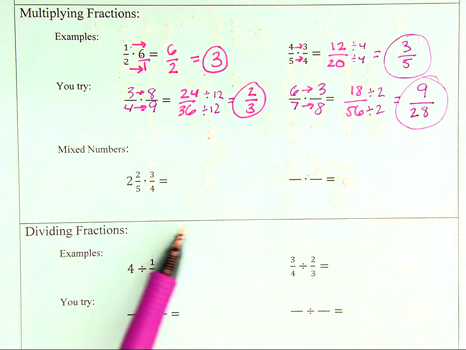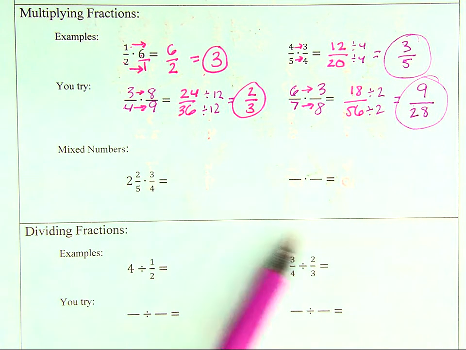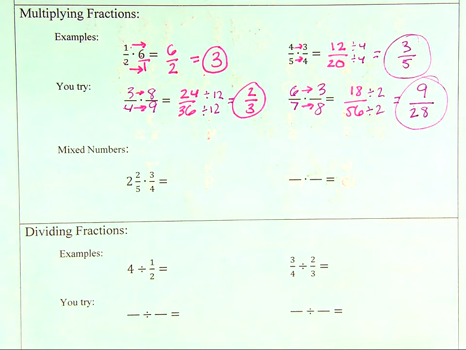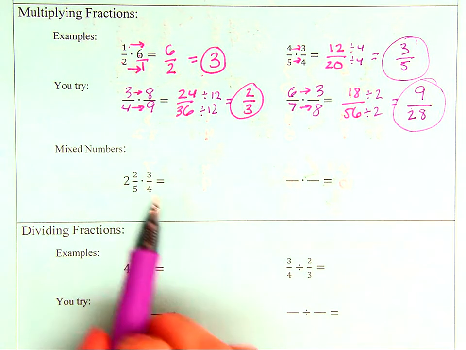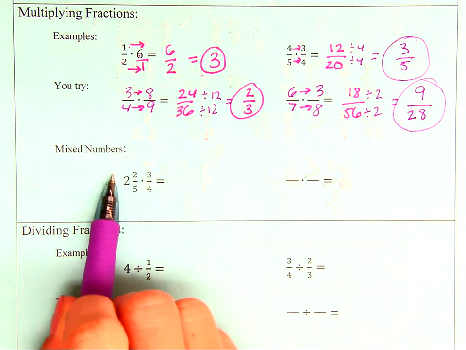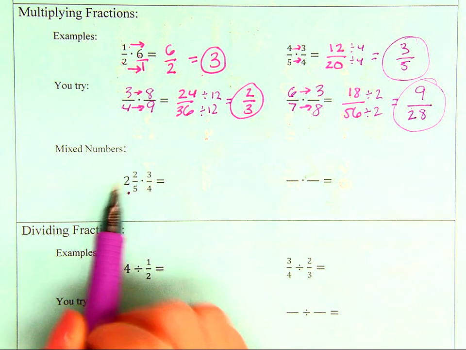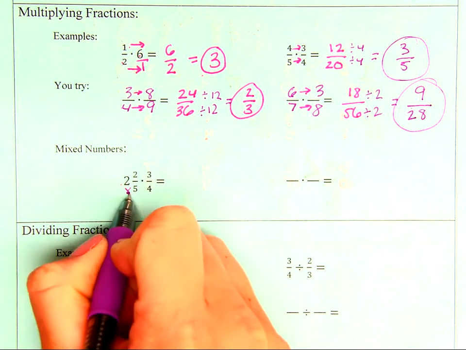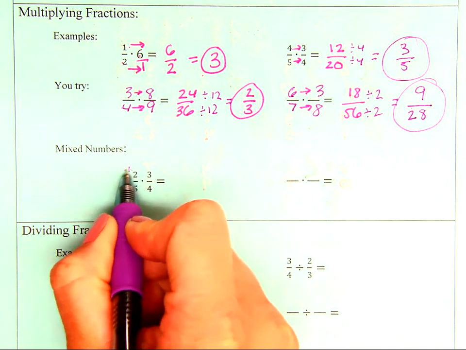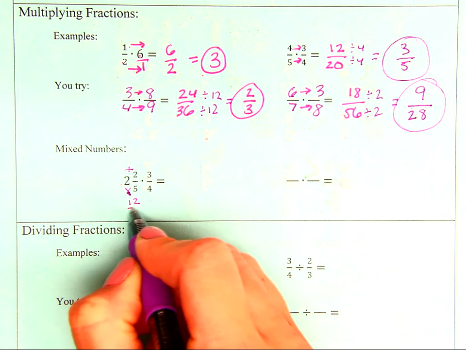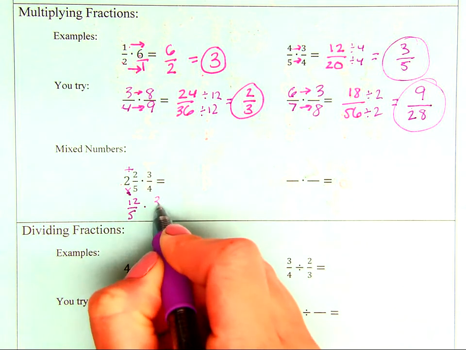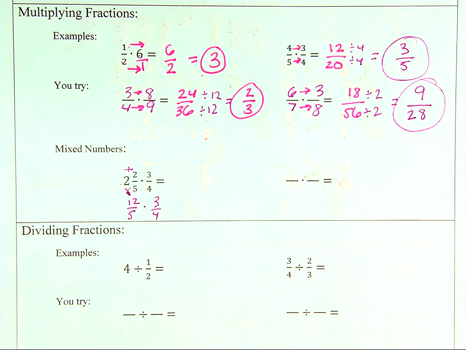Okay, now I wanted to show you an example with a mixed number, and then I'll let you try one. So, mixed numbers, when we multiply, we have to change it to an improper fraction. Okay, when we were adding and subtracting, I said it's kind of up to you. Now you have to change this into an improper fraction. So we're going to do that 2 times 5 to get 10, and then add that 2 to make this 12/5, and then still just times our 3/4.